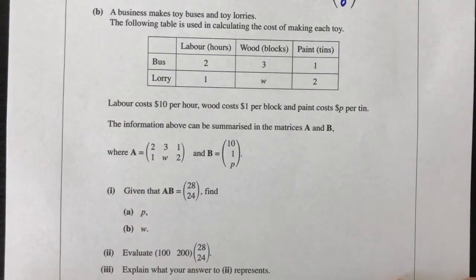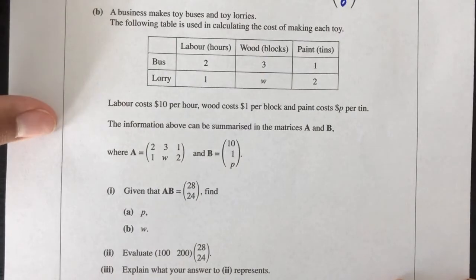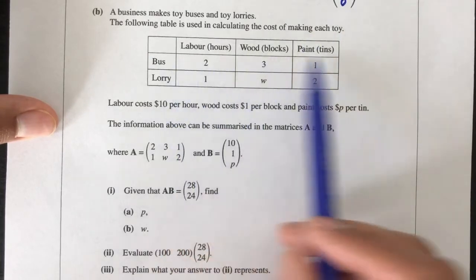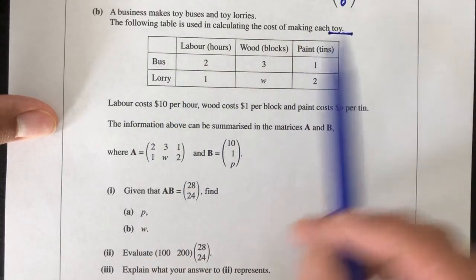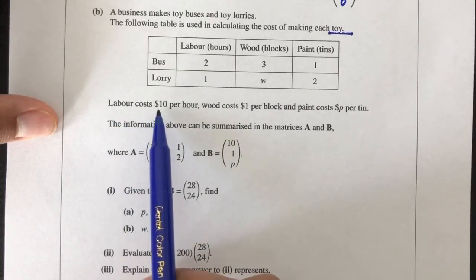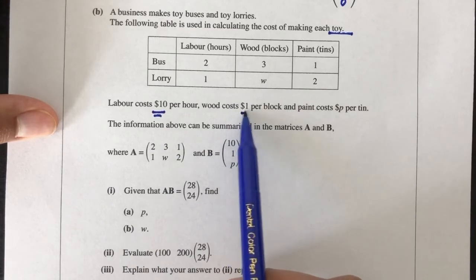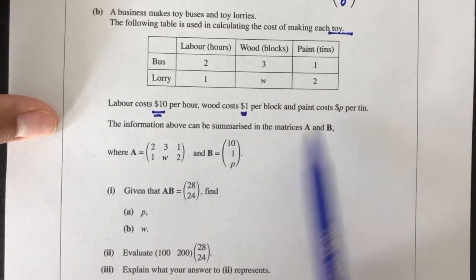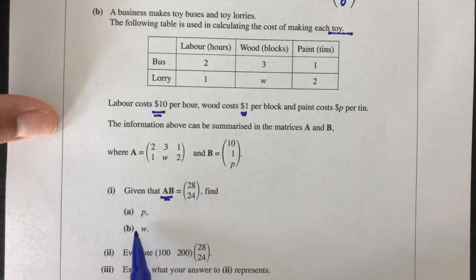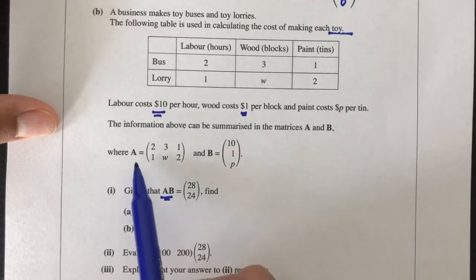Now for part B, a business makes toy buses and toy lorries. The following table is used in calculating the cost of making each toy. Okay, that's the cost of making each toy, bus and lorry. Now the labor costs $10 per hour. The wood costs $1 per block, and this 1p. So given that A times B equal to this, find the value of p and w. Pretty easy, we just have to solve AB.